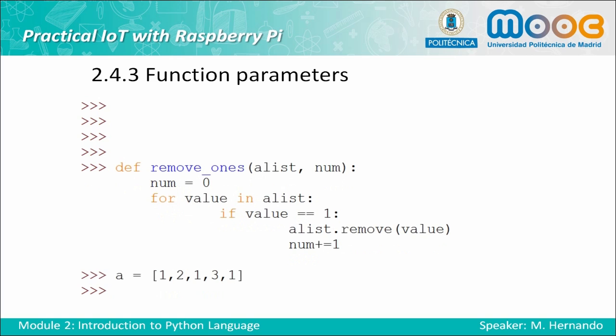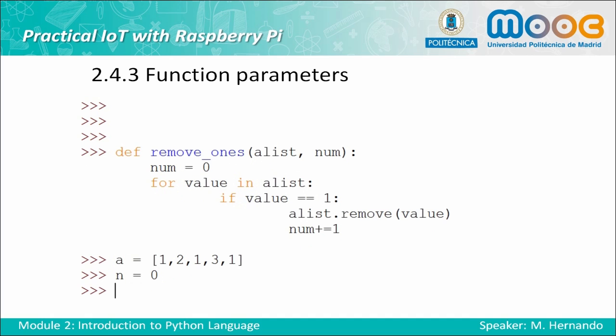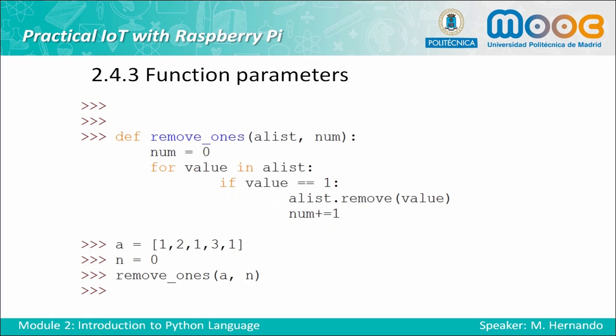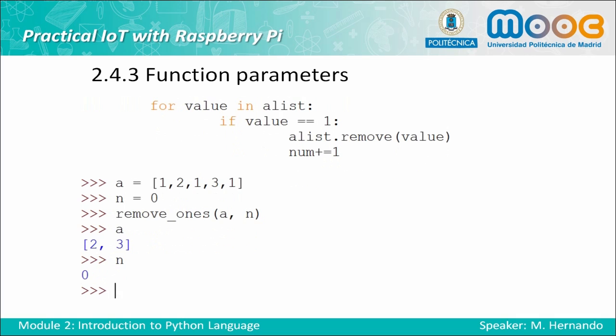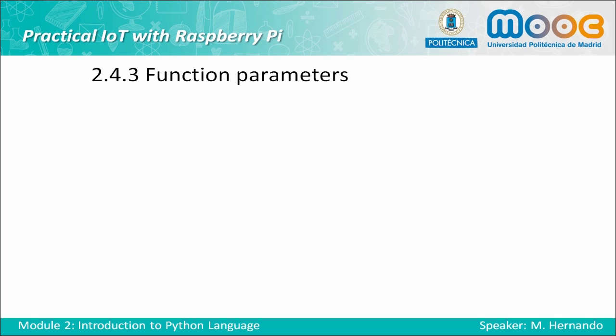For example, the following function removes the ones that are included in a list and counts the number of ones that have been removed. As you can see, it is not possible to modify the parameter. As we have seen, when a new value is assigned to num, a new object is created and linked to the local level num. Thus, n does not change. Nevertheless, the content of the list is modified because the object is mutable.